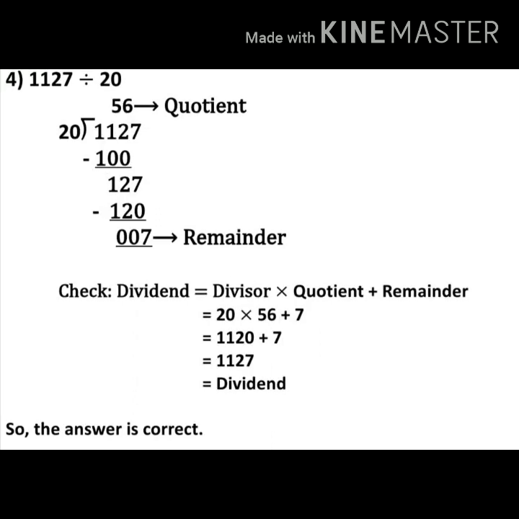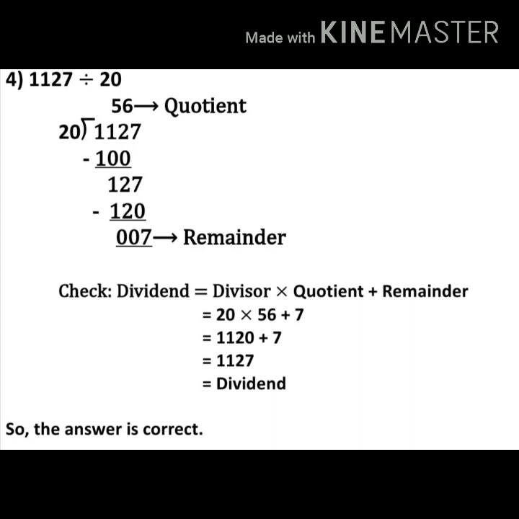Fourth part. 1127 divided by 20. Here 1127 is the dividend and 20 is the divisor. Firstly we have to divide these two numbers. 20 fives are 100. So we will write 5 as the quotient and 100 below 112. After subtraction we will get 12. Now we will bring down the next number, that is 7, and the number will become 127. In the next step we will get 20 sixes are 120. So we will write 6 as the quotient and 120 below 127. And after subtraction we will get 7.